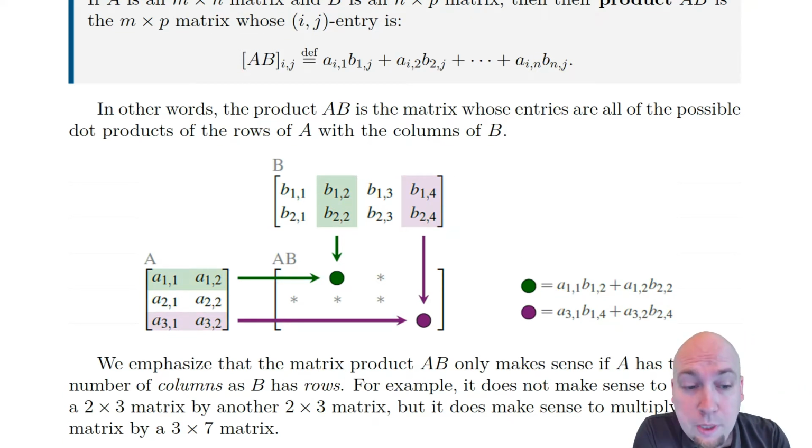If you want to get the 3, 4 entry of AB, this one down here, the entry in the third row, fourth column, then what you do is you take the dot product of these rows and columns highlighted in purple, the third row of A with the fourth column of B.